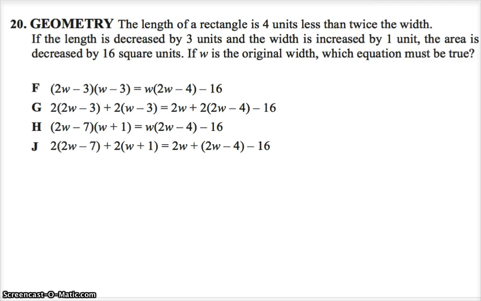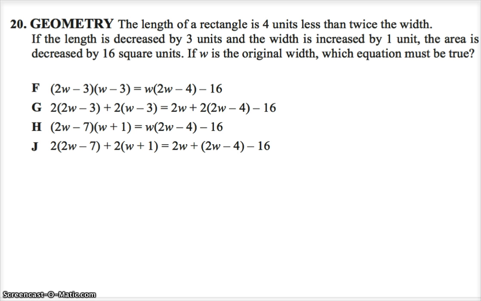Question number 20 says the length of a rectangle is 4 units less than twice the width. If the length is decreased by 3 units and the width is increased by 1 unit, the area is decreased by 16 square units. If W is the original width, which equation must be true?